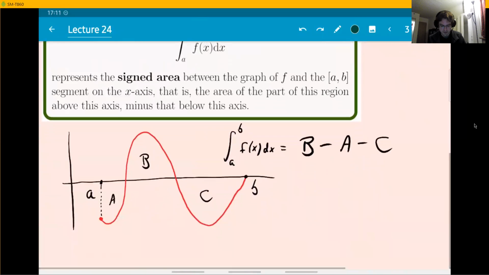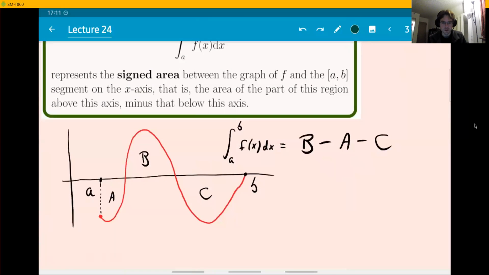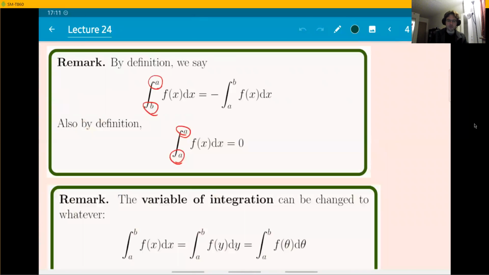So here's an example. If the red curve is the graph of your continuous function between points little a and little b, then this definite integral between a and b, what does that number represent? It represents the area b minus the areas a and c. That's going to be the definition that we want to think about, at least initially. Later today, we're going to give you a more precise definition.